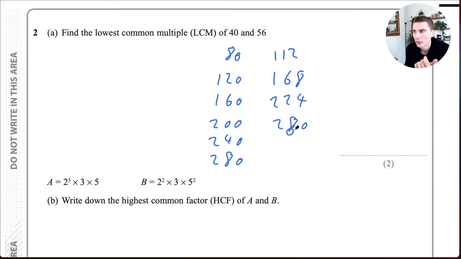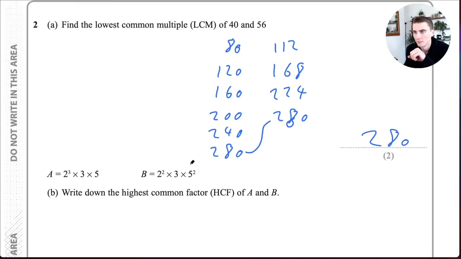And we could keep on going, but actually, if you can see, we've already found 280 over here. So because 280 is in both of these lists, it means it's a multiple of both of them, and it's common to both lists. So because it's the lowest common multiple, this is our answer. So we put 280.